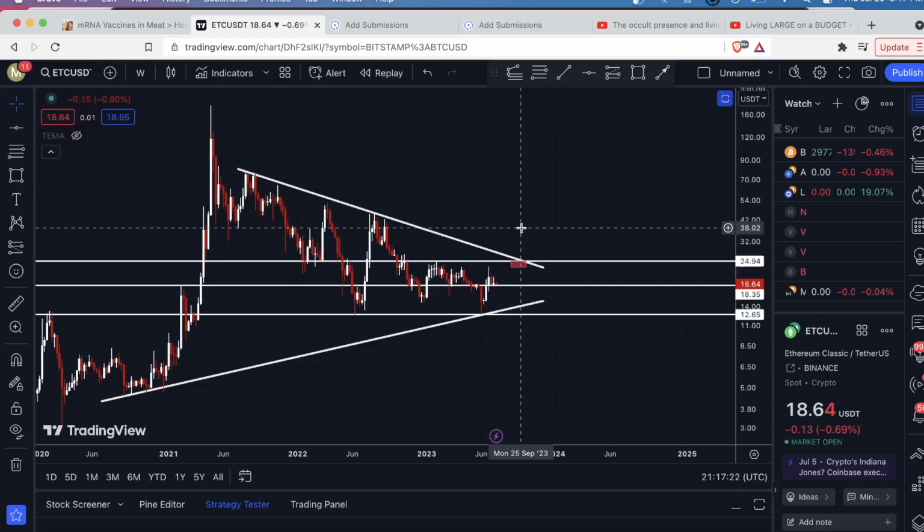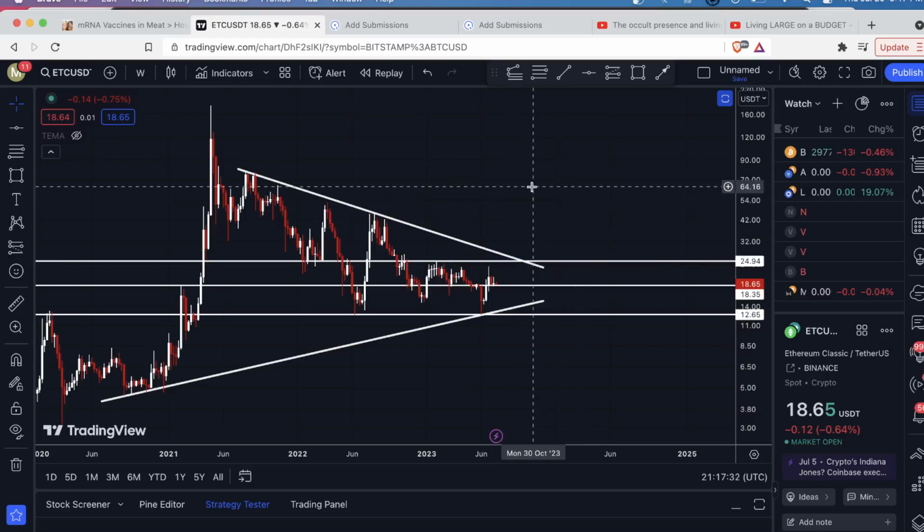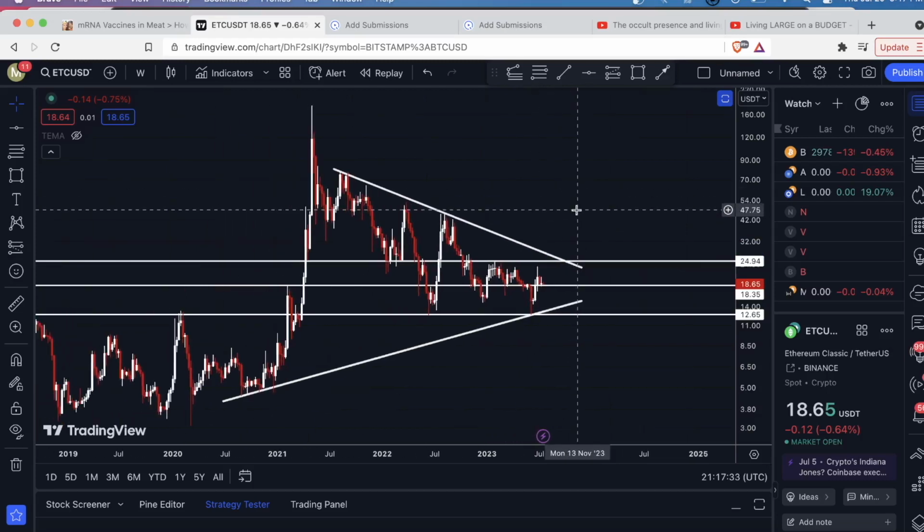I may look to enter some shorts with the stop loss above, and I'll target that. I think it was around 25% that I could possibly get just by targeting the midline. So that's a trade that I would potentially look for on Ethereum Classic. Again, not financial advice, just kind of sharing my thoughts.